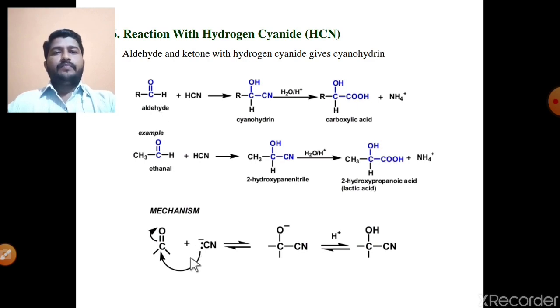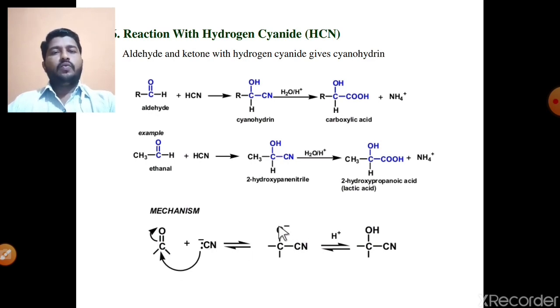See the simple mechanism. In the carbonyl group, oxygen has a delta minus charge and the carbonyl carbon has a delta plus charge. Ionization of hydrogen cyanide, HCN, gives H plus and CN minus. CN minus shows strong nucleophilic character, and the CN minus attacks the carbonyl carbon, which has a partial positive charge. At the same time, the pi electrons shift towards the oxygen. Oxygen gains a negative charge, and there is a bond formation between the carbonyl carbon and the CN group, the nitrile group.